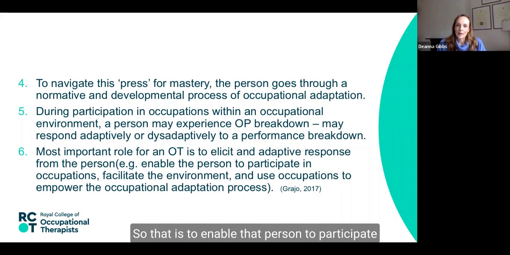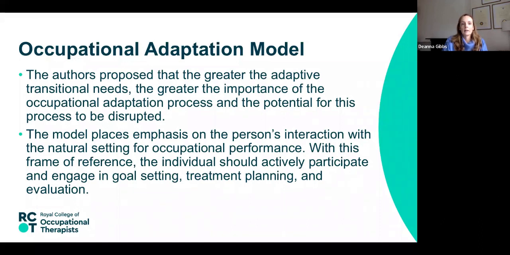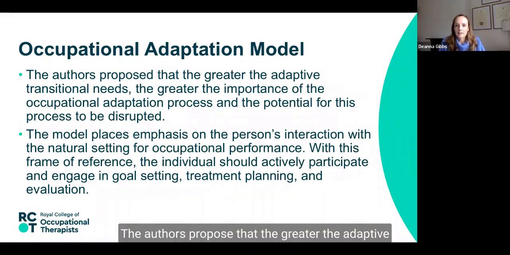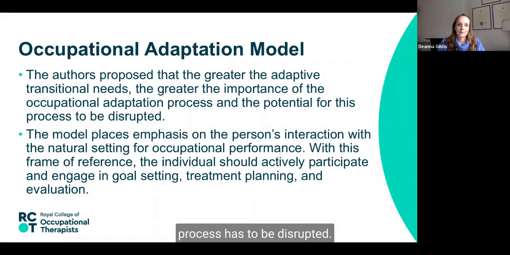So that is to enable that person to participate in the occupations that are important to them, to facilitate the environment in such a way that it is enabling of their performance and participation in those occupations, and to use that person's engagement as a way to empower this adaptive process to occur. The authors propose that the greater the adaptive transitional needs, the greater the importance of the occupational adaptation process and the potential that this process has to be disrupted.